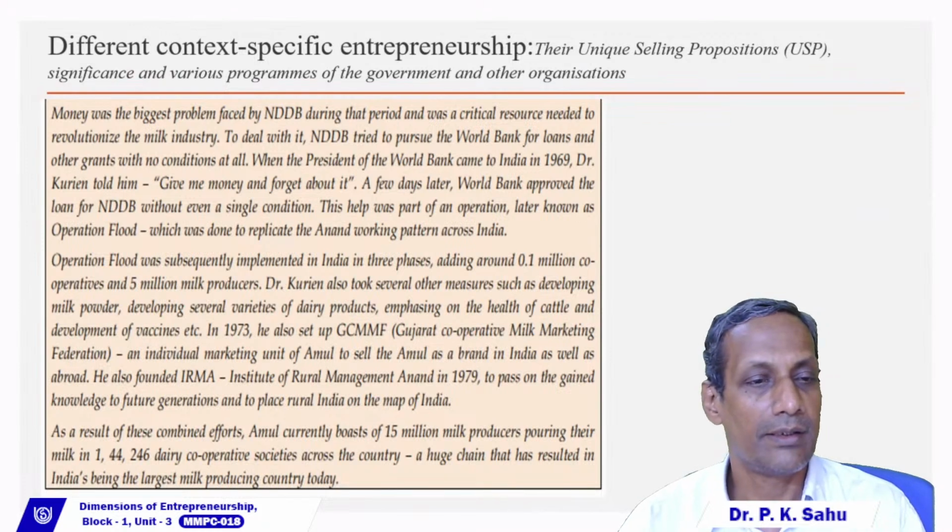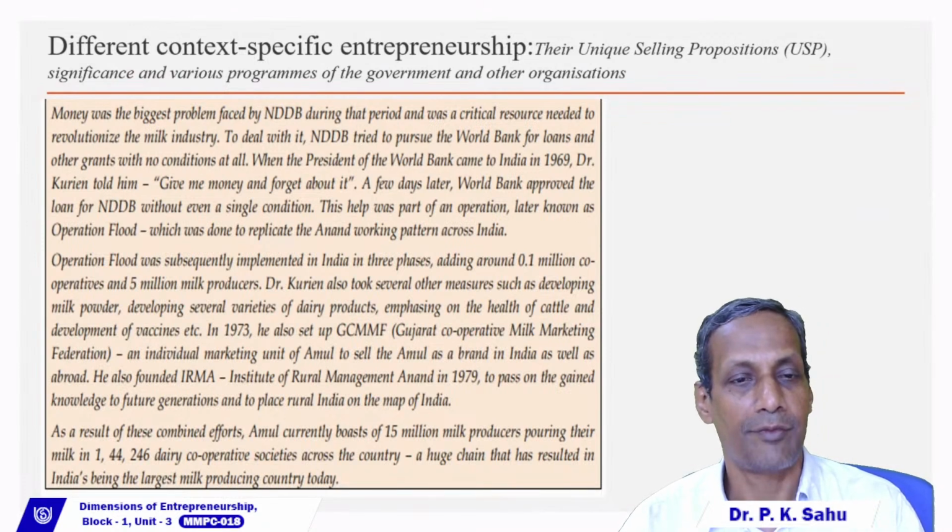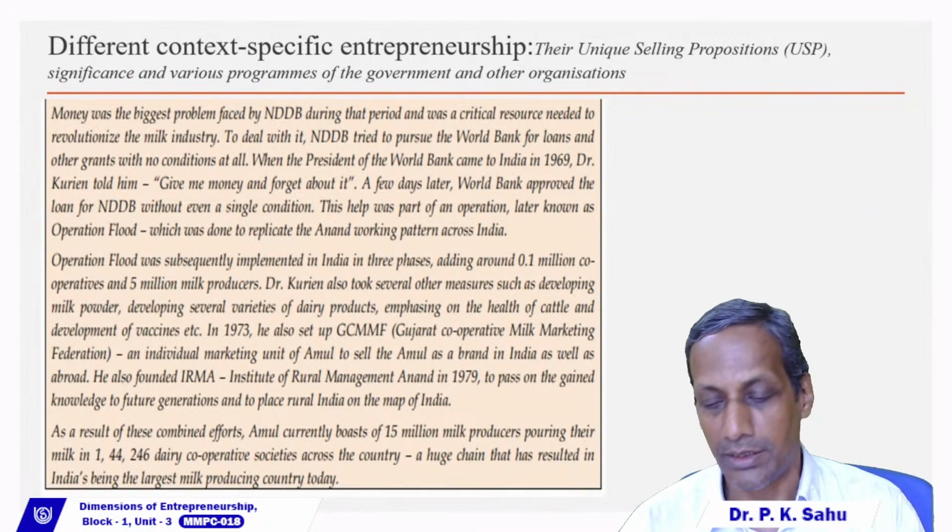As a result of these combined efforts, Amul currently boasts of 15 million milk producers pouring their milk in 144 to 46 dairy cooperative societies across the country. A huge chain that has resulted in India being the largest milk producing country today.